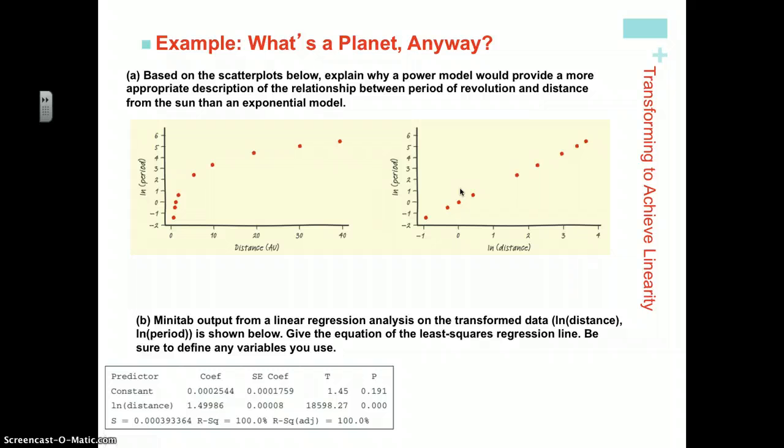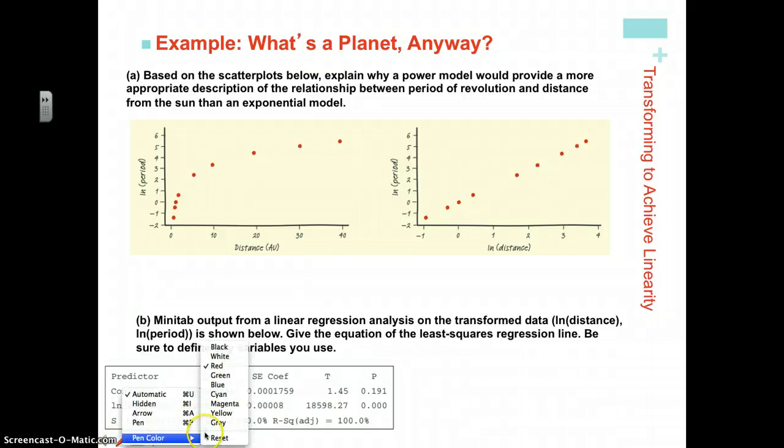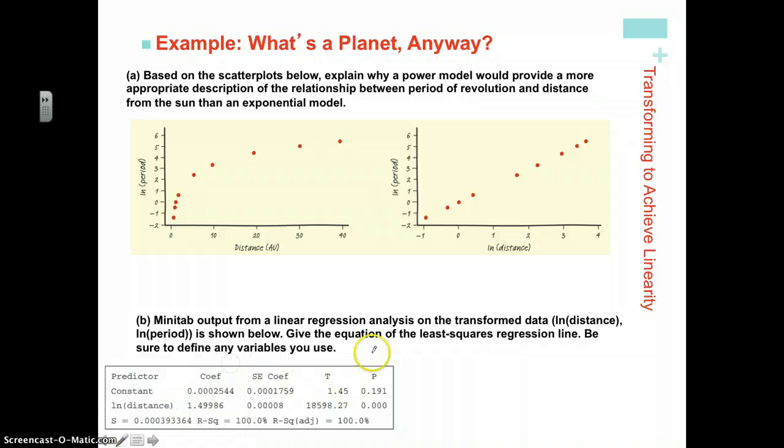All right, so the Minitab output from a linear regression analysis of the transformed data is shown below. Give the equation of the least squares regression line. Be sure to define any variables you use. Because we chose a power model, we're going to take the natural log of both of your variables here.